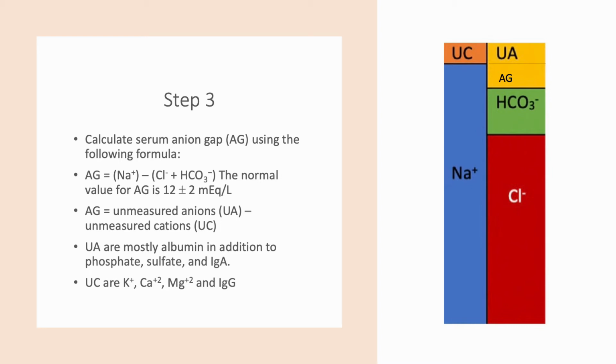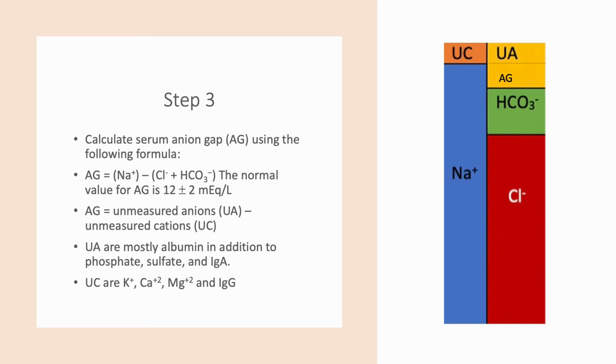What is the anion gap? You take the sodium minus the combined value of chloride and bicarbonate, and you get the anion gap. As you can see on the screen, the normal value is about 10 to 12 plus or minus 2 mEq per liter. Now, sodium minus bicarbonate plus chloride is the same as unmeasured anions minus unmeasured cations. It's just the flip side. This is just a different way of looking at it.